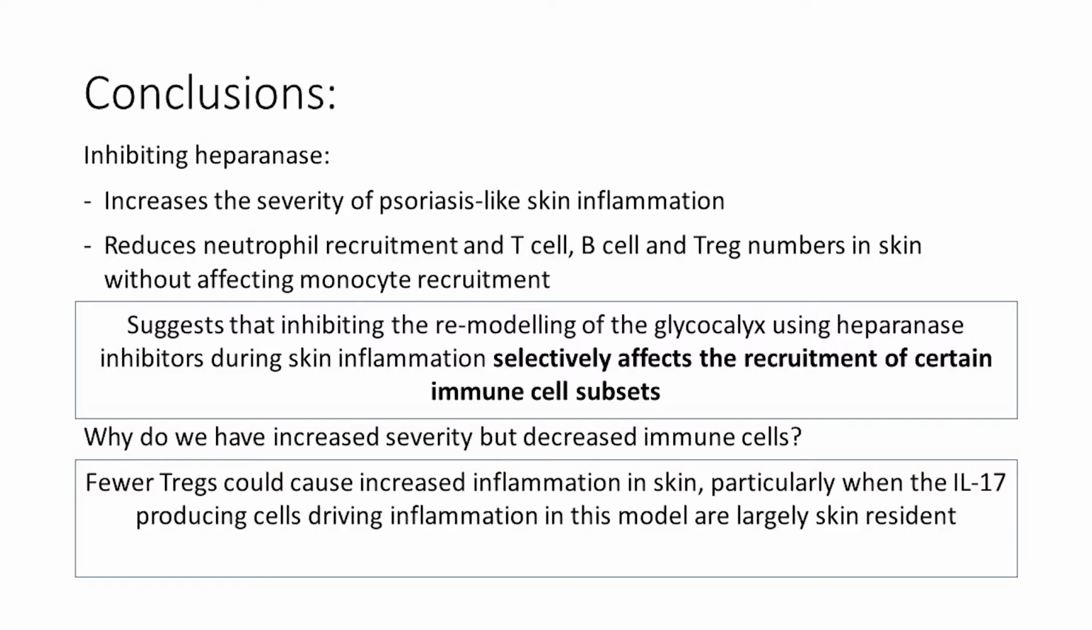So for now, that's where my experiment is at the minute. We're currently working on profiling this and working out a bit better what's going on in this process. But just to conclude, we found that inhibiting heparanase can increase the severity of psoriasis-like skin inflammation, but it can reduce immune cell infiltration into the skin, but it doesn't seem to affect monocytes in particular. This suggests that inhibiting the remodeling of the glycocalyx using these inhibitors in the skin can selectively affect the recruitment of certain immune cell subsets and not others.